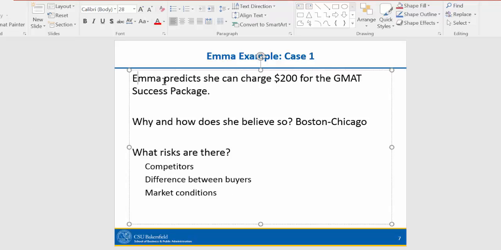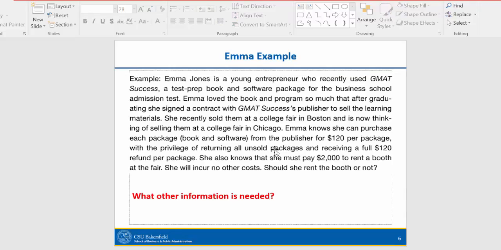This sentence tells us that Emma is going to ask for $200 to sell each package. So the $200 is the selling price per unit. And for every package Emma can sell, the publisher will charge $120. So that's the variable cost per unit.